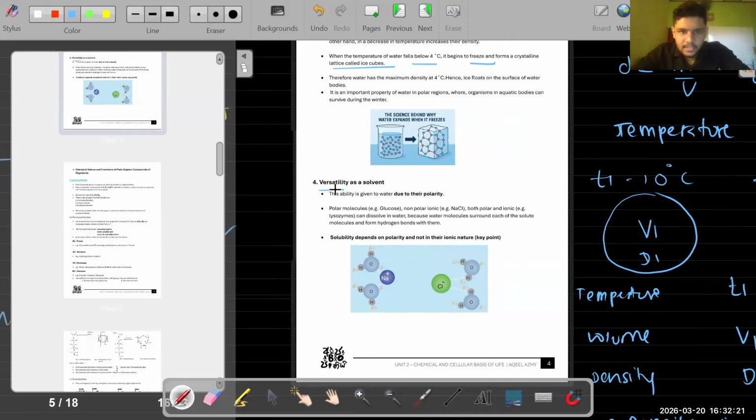Now let's go to this versatility as a solvent. This ability is given due to the polarity. Now water acts as a solvent. Normally, when we are making any solutions, we'll be adding water as a solvent, which means we'll be adding it in large amounts, right? So why are we adding water as a solvent? Because we want to dissolve something. Can you understand that?